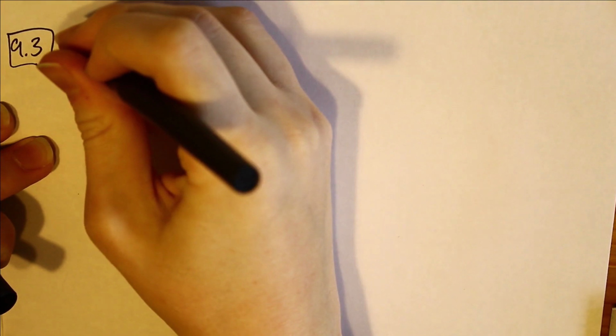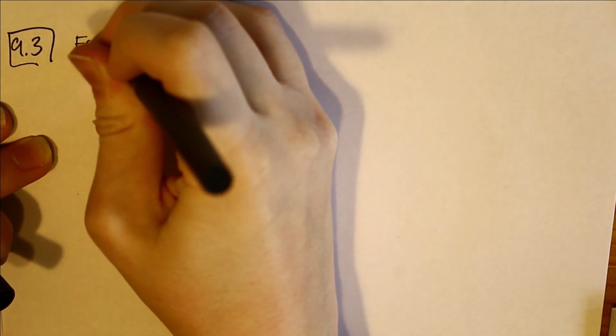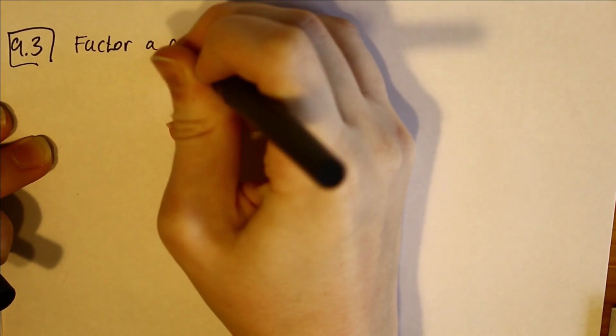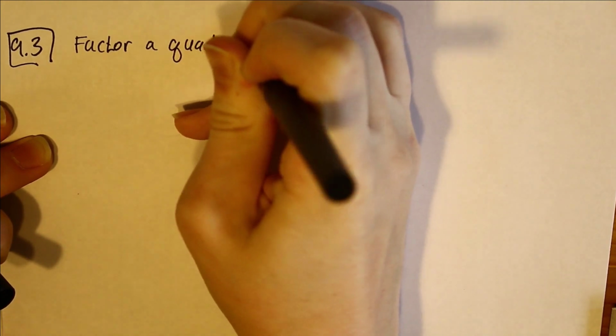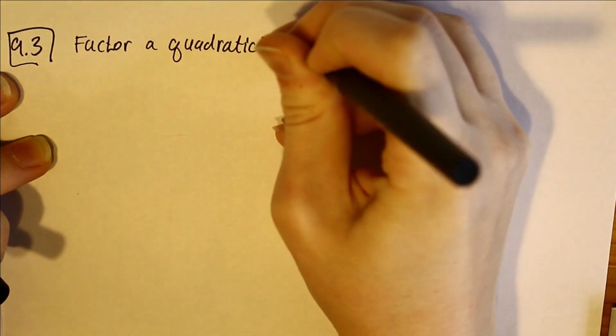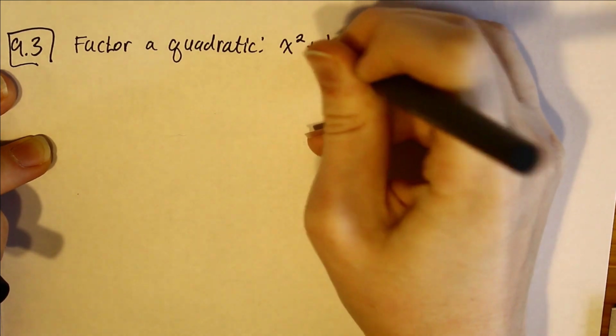Alrighty guys, this is going to be a quick little review of 9.3. 9.3 we were all awesome at. This is just where we factor quadratic expressions. Factor a quadratic, but it's of a specific form. It's of the form x squared plus bx plus c.